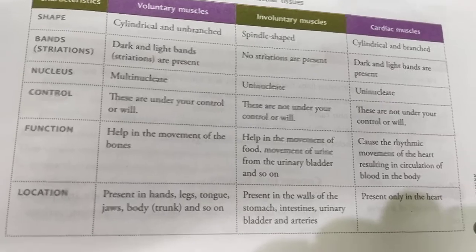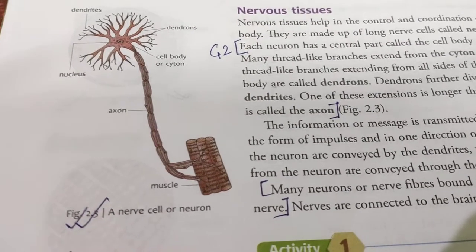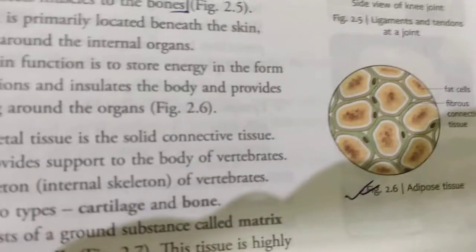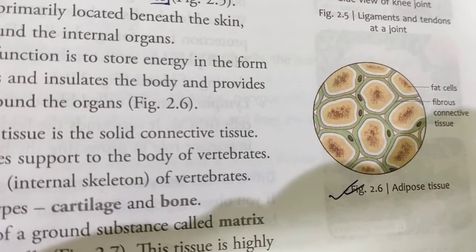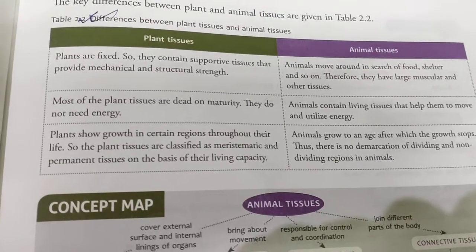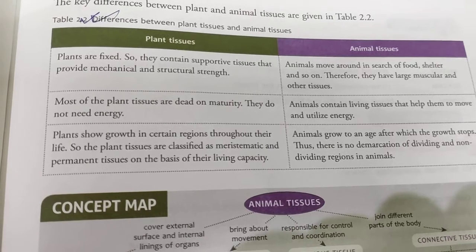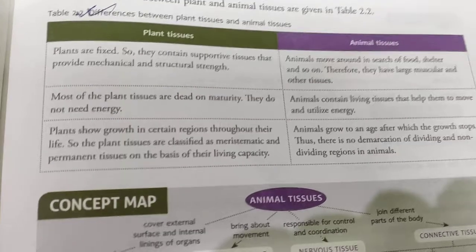Okay. Diagram of a nerve cell or neuron. Very important. Next, come to the next page. This diagram, figure 2.6, adipose tissue. Clear? And the last thing, page 19, difference between plant tissues and animal tissues. All the 3 points. Clear?